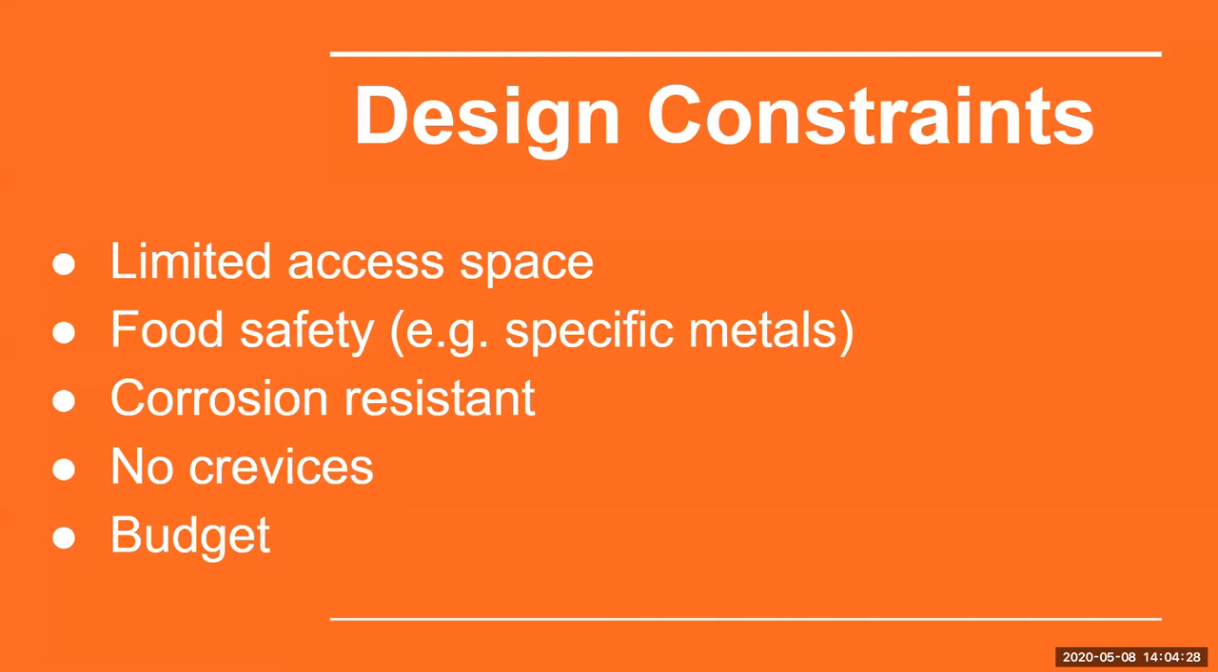Okay, so we were given some design constraints. We had limited access not only between the bagger tube mounting point and the conveyor belt, but also between packaging lines. We must meet all the material requirements for the final design, aka stainless steel, which is corrosion resistant. The machine has to be easy to clean with minimal crevices, so we make sure no foreign objects and food can build up in it. And also the design has to be affordable.